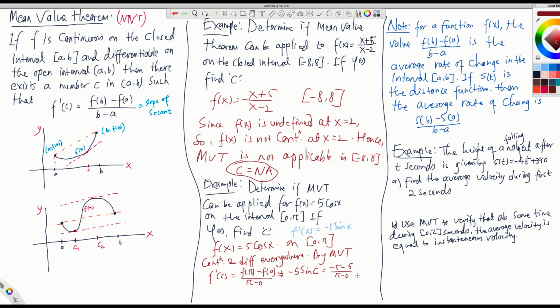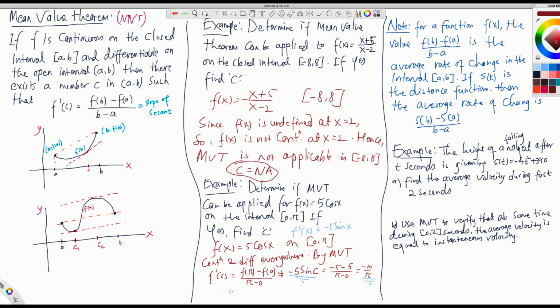So what do you get? Basically, it is -10 over pi. You see that? So you got -5 sine C equals -10 over pi. What I'm trying to do is divide by -5. Let's do that. Divide by -5. What do you get? You got sine C equals 2 over pi, right?